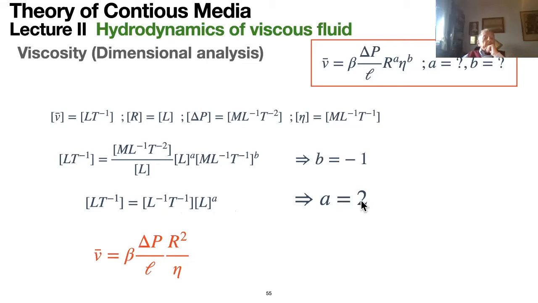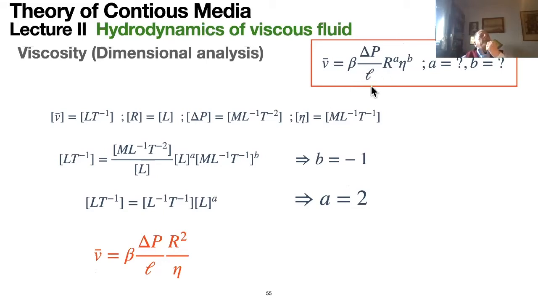So we got the result that A is equal to two. Then this expression tells us that the mean velocity is a certain coefficient proportional to the gradient of pressure over the length of the pipe, proportional to R squared, and inversely proportional to the viscosity coefficient. So we have a certain expression with unknown coefficient beta, but basically this problem was solved. We have solved a complicated, as you will see in a moment, differential equation by not doing any other calculations than counting the powers of the dimensional variables.